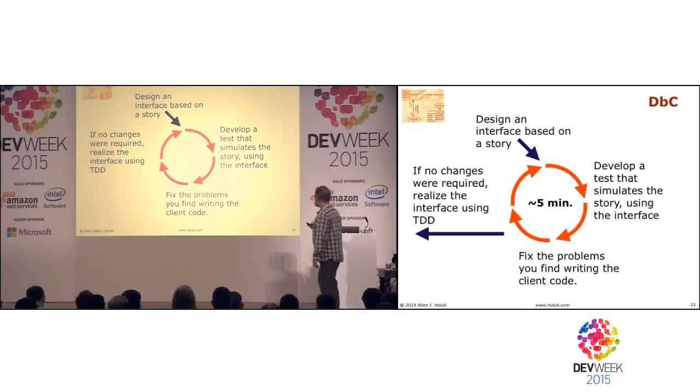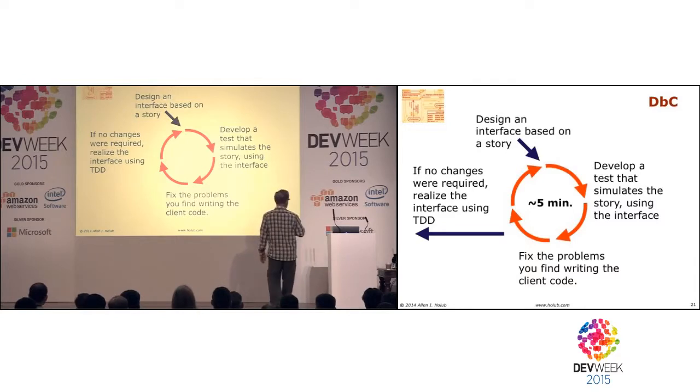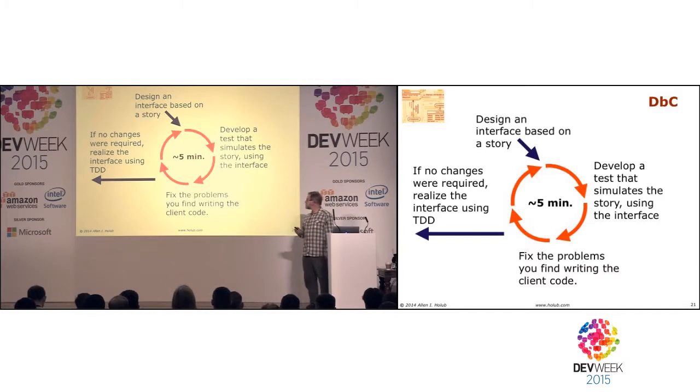Each time around the TDD cycle is about 5 minutes. Each time around the DbC cycle is also about 5 minutes. So we're not spending much time. We don't want to do much between iterations here. And even 5 minutes, I'd say 5 minutes is probably an upper limit.